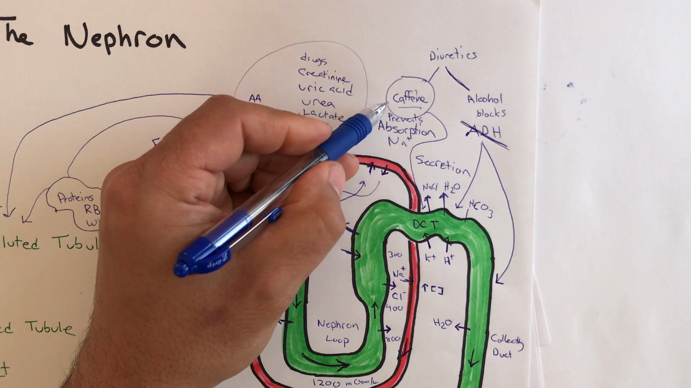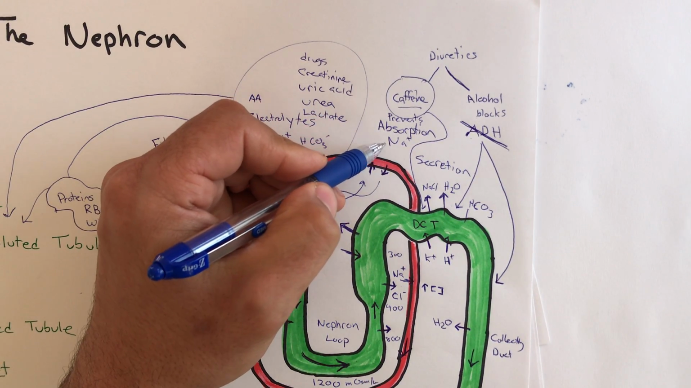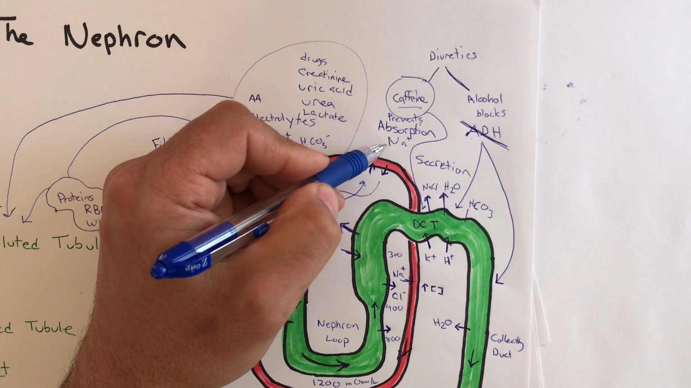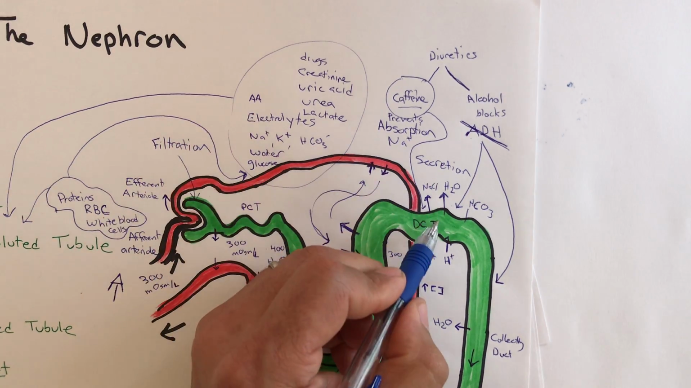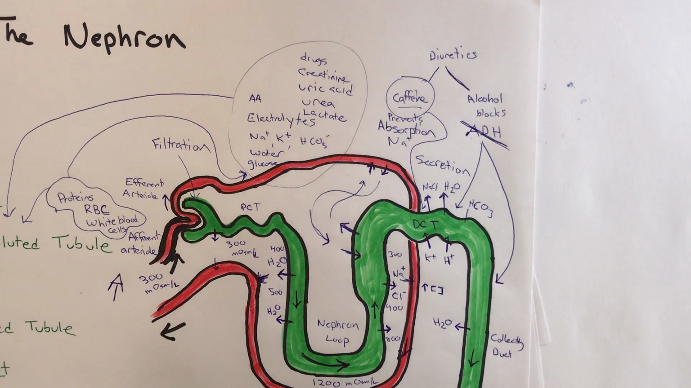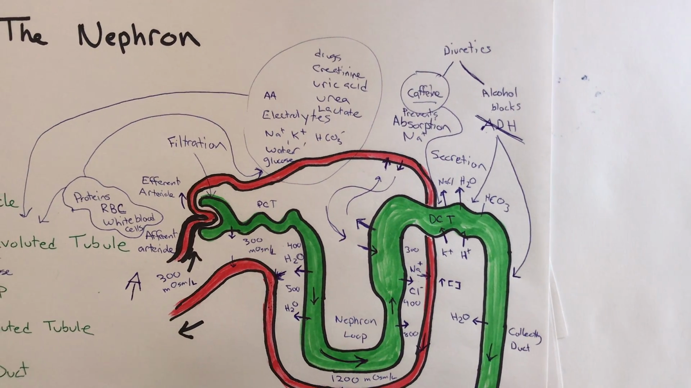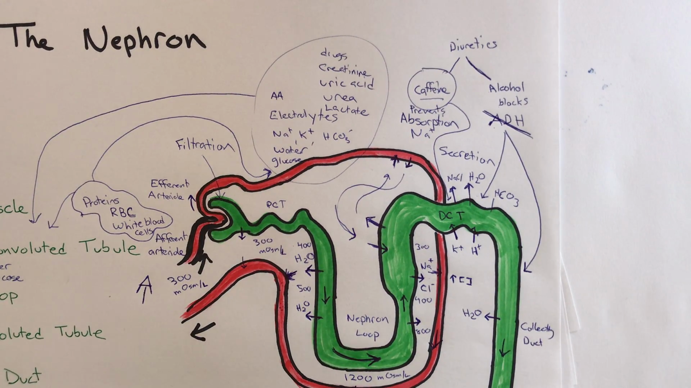Caffeine works the same way. It prevents the reabsorption of sodium, and therefore it will stay in and be excreted out. That concludes the overview, the basics, the principles of the urinary system.